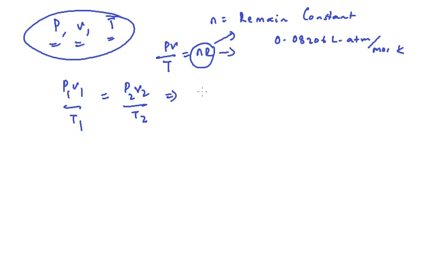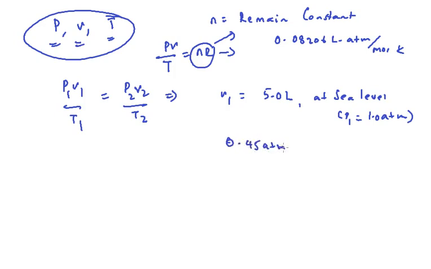So let me give you an example. Say, for instance, you have an inflated balloon. The initial volume, V1, will be 5.0 liters at sea level. When I say at sea level, the pressure P1 is going to be 1.0 atm. Now, what would happen here: this inflated balloon will be allowed to ascend until the pressure drops to 0.45 atm. When it ascends, remember that the pressure is going to be reduced. So this is going to be our P2 value.